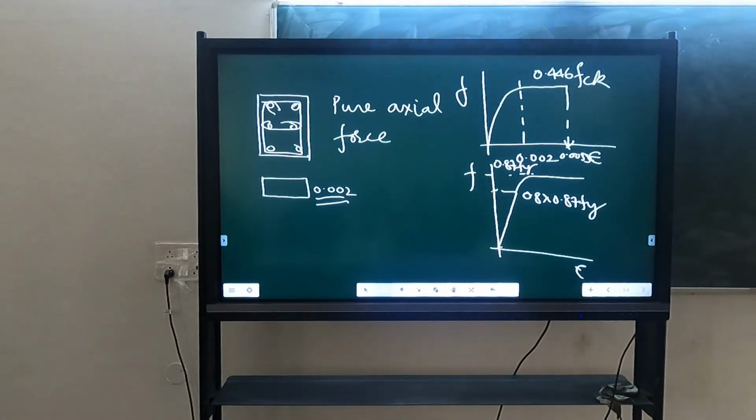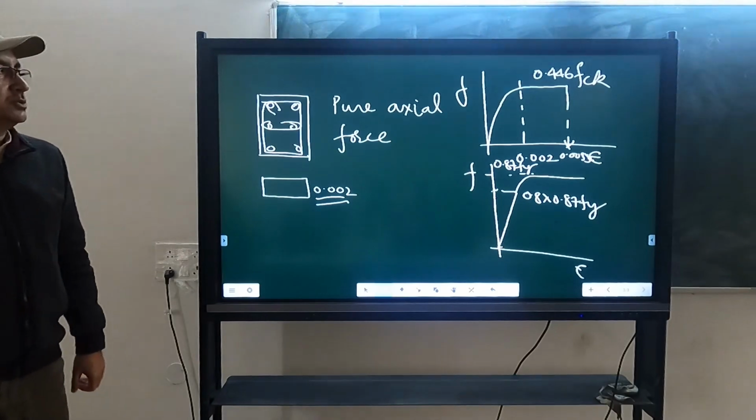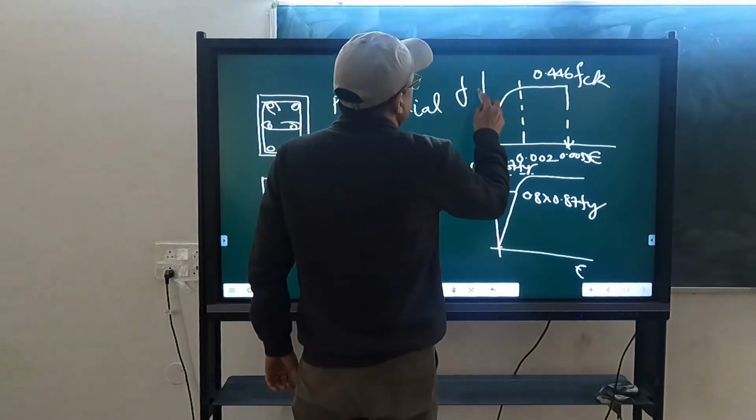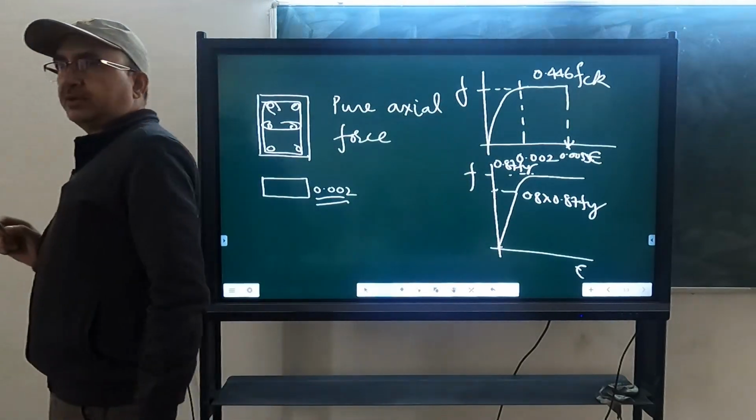Because in compression, all the fibers are subjected to equal strain, to normal stress. In case of bending, only the top fiber reaches that maximum strain, and when the first fiber gets there, the remaining fibers come into the picture to reach that value. So we are going up to ultimate in bending. In case of compression, we are going up to only that lower value. So at 0.002, your stress has reached the maximum, 0.446 fck.